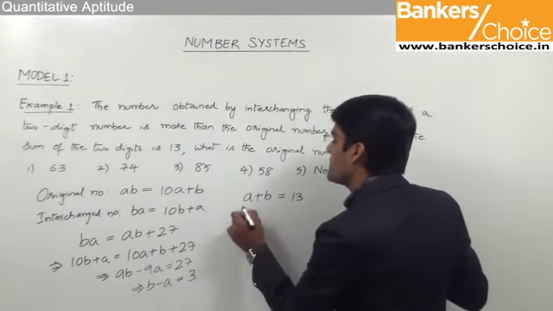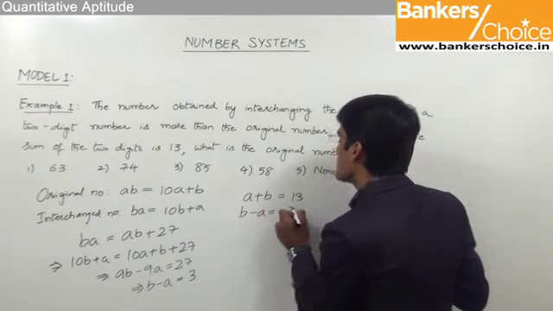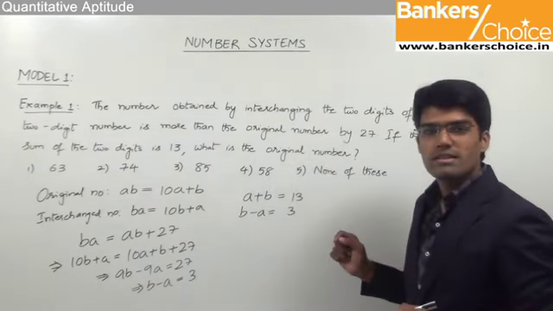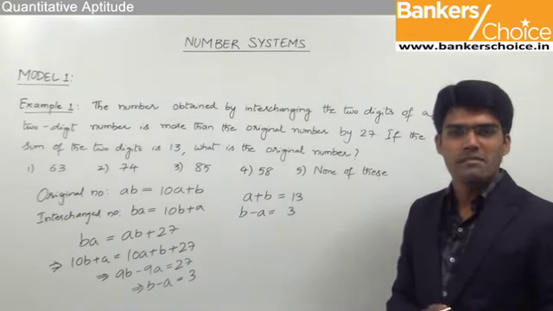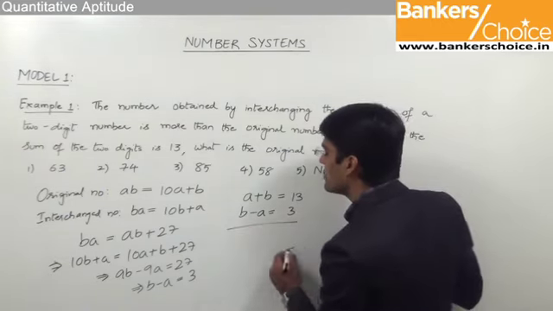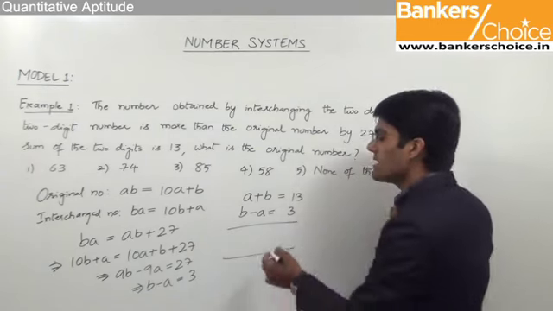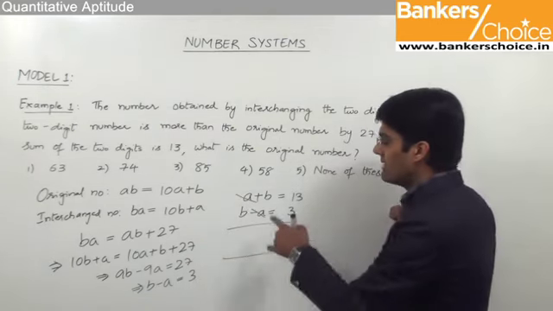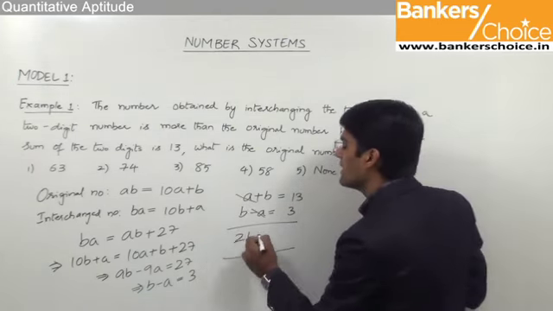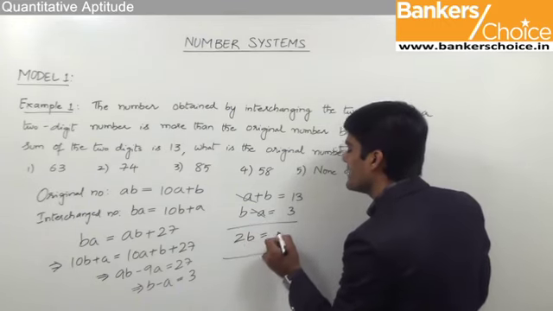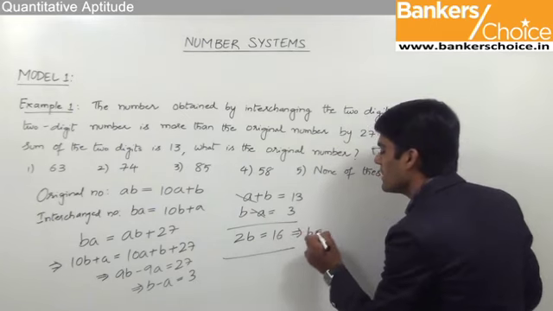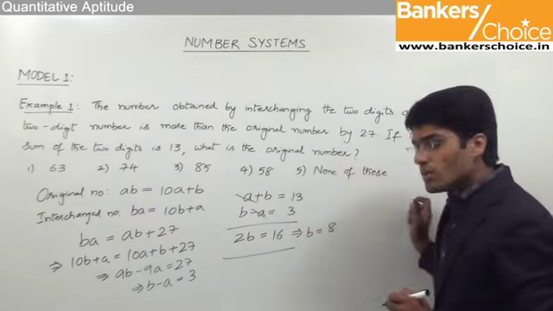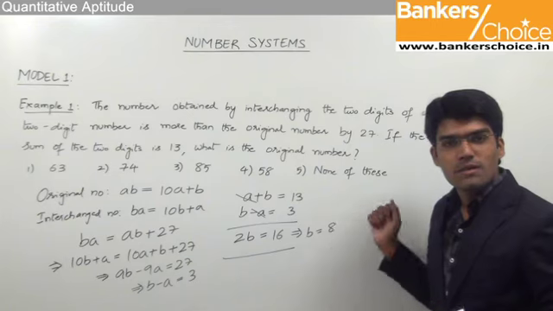The second equation here is B minus A equals 3. So two equations with two variables, and by solving these two equations, we can find the values of A and B. Let us add both the equations. If we add the equations, A and minus A get cancelled, B plus B would be 2B, and 2B equals 13 plus 3, that is 16. So if 2B is 16, very clearly B should be equal to 8.